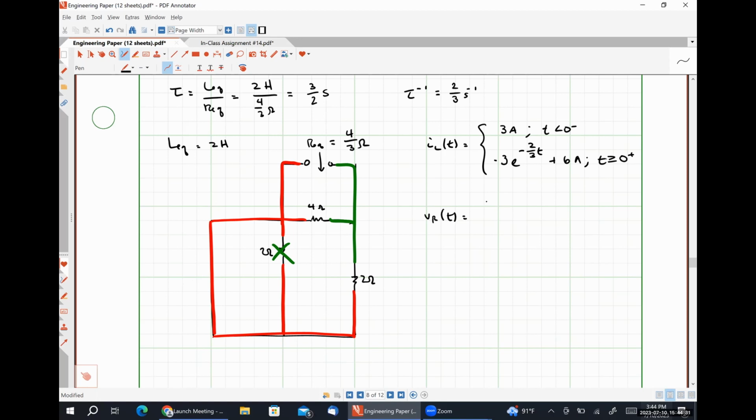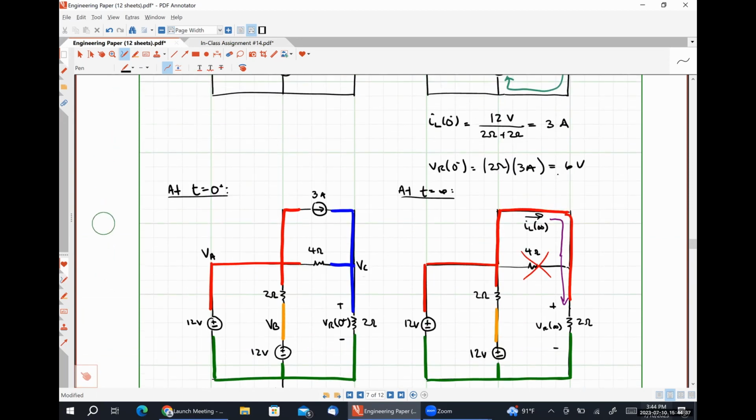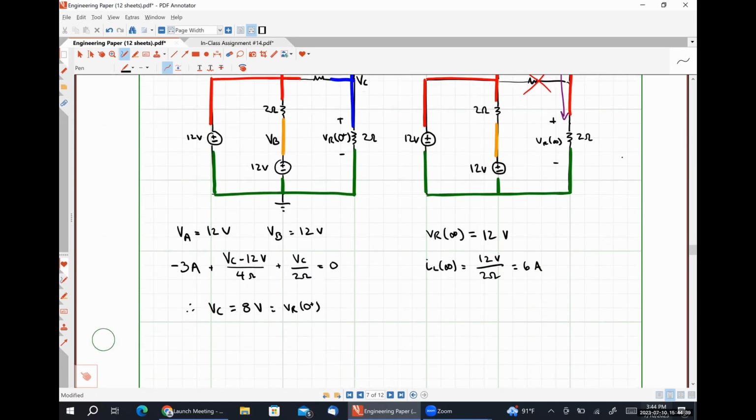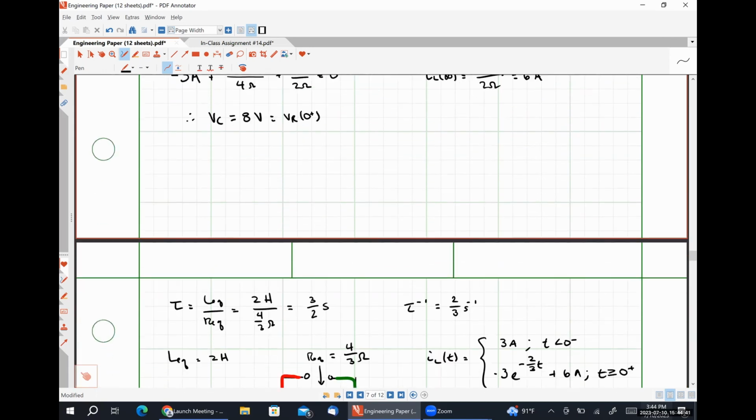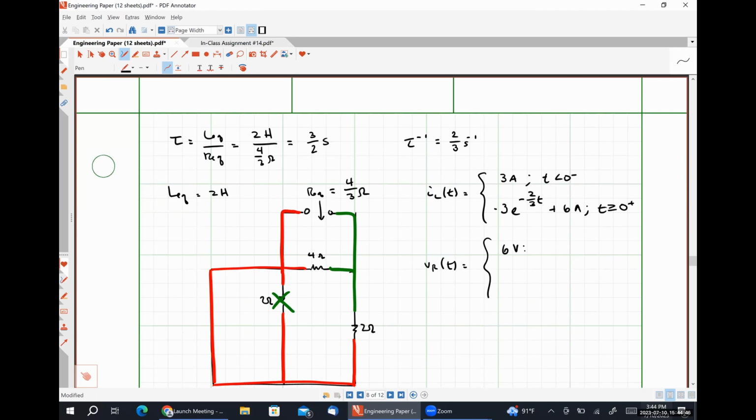VR. Let's see, it was up here, 6 volts, and then 8 minus 12. So 6 volts. 8 minus 12 is -4, e to the 2/3 T, plus 12 volts for T greater than or equal to 0 plus.